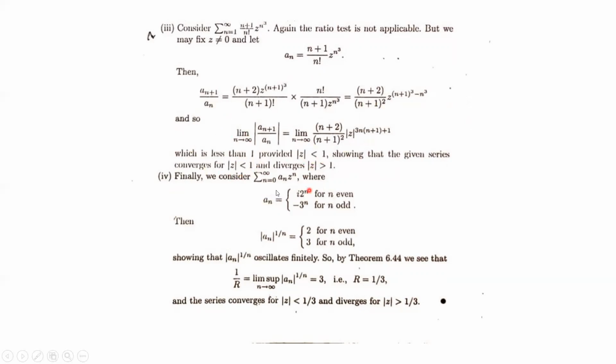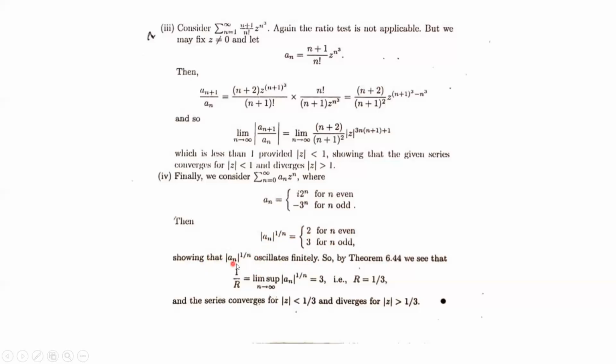Finally, let us consider this power series, sum n equal to 0 of a_n z to the power n, where the coefficients are defined this way: i into 3 to the power n when n is even, and minus 3 to the power n for n odd. Okay. So in this case, you can directly find the modulus of a_n whole to the power 1 by n, since the construction of a_n is very easy. You can simply take the modulus and take the nth root. That will give you 2 for even n's and 3 for odd n's. So the modulus of a_n to the power 1 by n oscillates. Now we can think of the Cauchy-Hadamard formula.